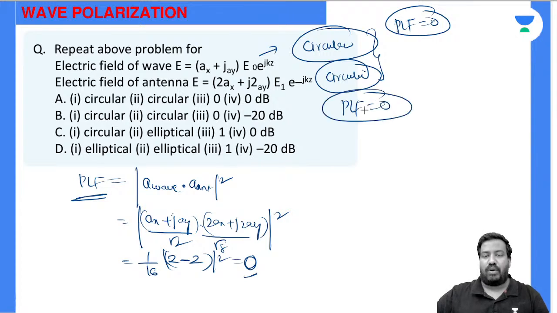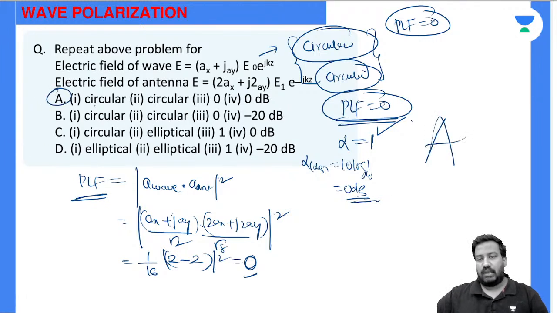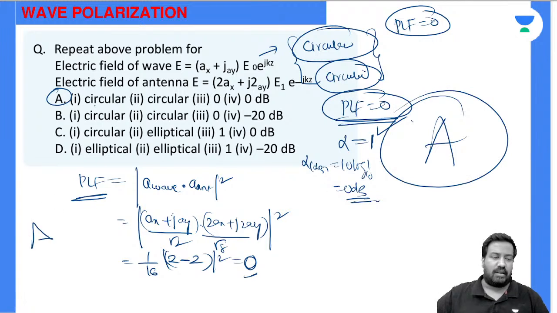Why are you getting 0? Polarization loss will happen only when there is a change in polarization. Both are circular polarization, so polarization loss must be 0. Alpha must be its complement, that is 1. Alpha in decibel, 10 log 1 to base 10, 0 dB. Circular, 0 and 0 dB. Option A is the answer. And this model is very, very important.